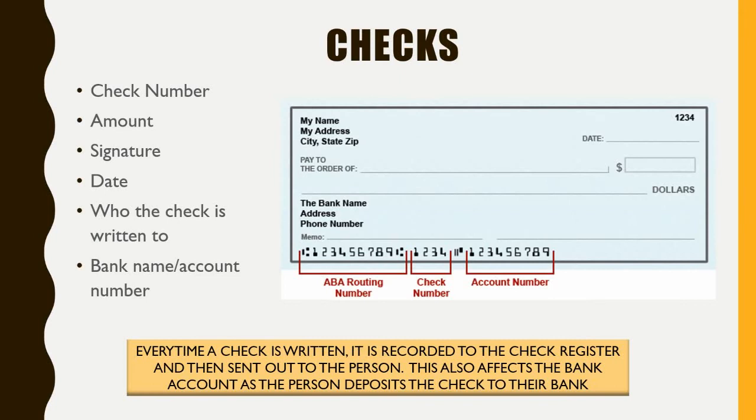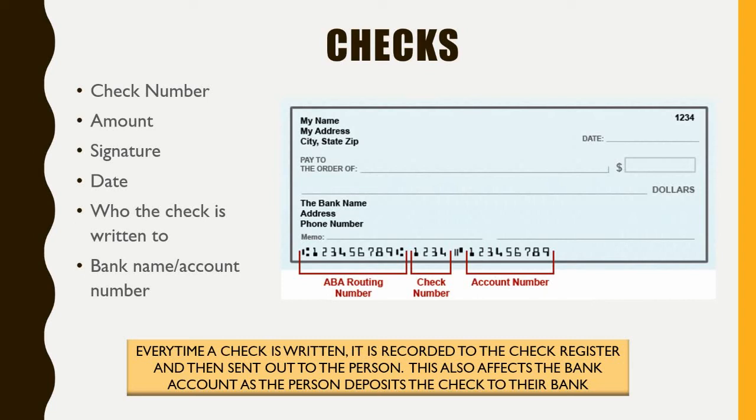Now, of course, we've seen what a check does, right? And we talked about this feature right here, the date. The date allows you to have a window of opportunity, a window for that person to be able to cash the check out, right?